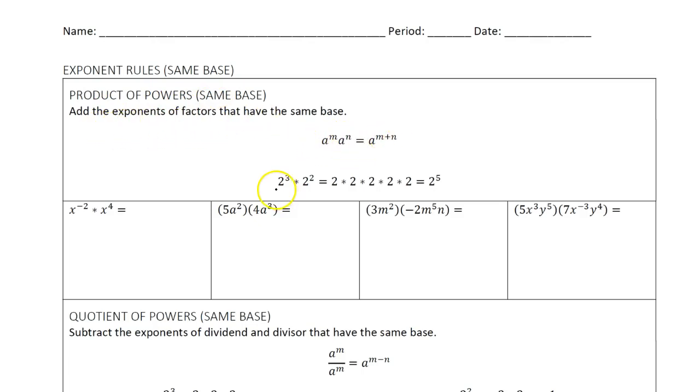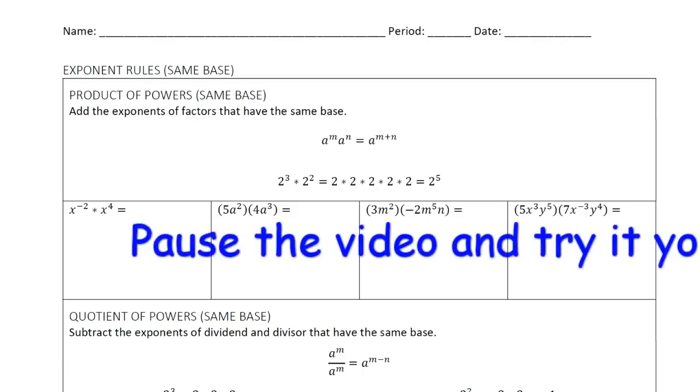In product of powers, we multiply two numbers that have the same base, so we can add the exponents. In the example 2 to the third times 2 squared, we get 2 times 2 times 2 times 2 times 2, or 2 to the fifth. So we can add 3 plus 2 to get 2 to the fifth. Now pause the video and try the examples yourself.